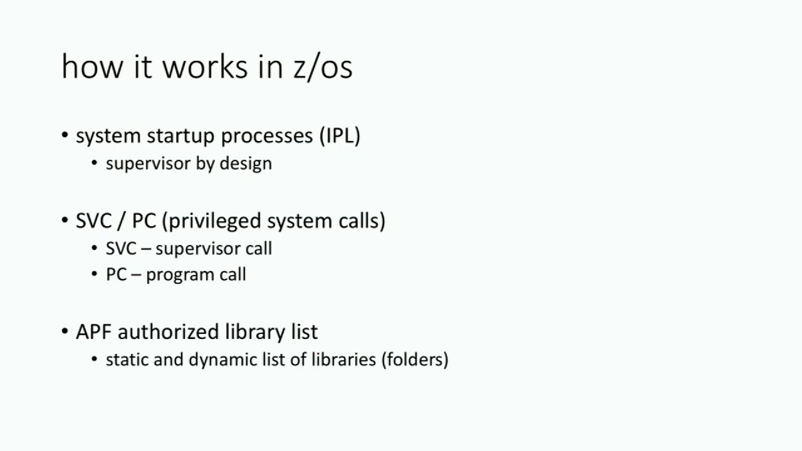The other construct, which doesn't have a really good analogy in Linux or Windows land, is this idea of an APF authorized library list. So in a nutshell, this is a list of libraries on the mainframe, and all the mainframers in here cringe when I say this, but a library you could kind of think about like a folder. So it's a list of folders that have a property such that if you can put a binary in this folder, any binaries in this folder can run authorized by definition.